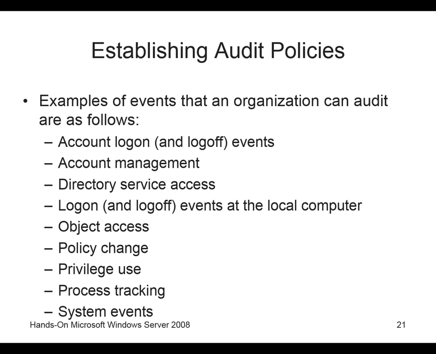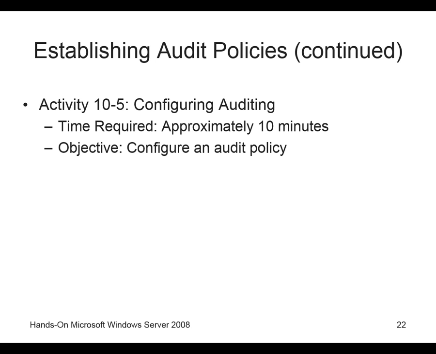Like they say, there's two types of systems. Those that have been hacked and know it, and those that have been hacked. Or I should say, those that know they've been hacked and those that have been hacked. Object access, policy change, privilege use, process tracking.